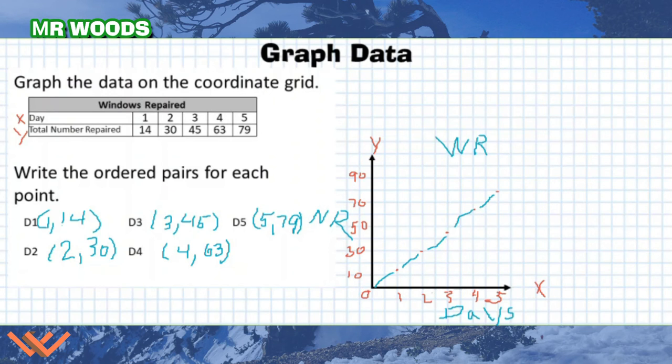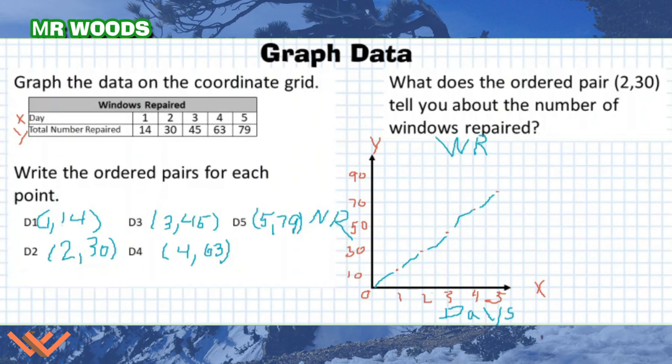But wait, the next step, whether it's in homework or something, you may be looking at this graph and there will be another question that's asked. Let's take a look at that. So here's the follow-on question. What does the ordered pair (2, 30) tell you about the number of windows repaired? Well, let's take a look at that.